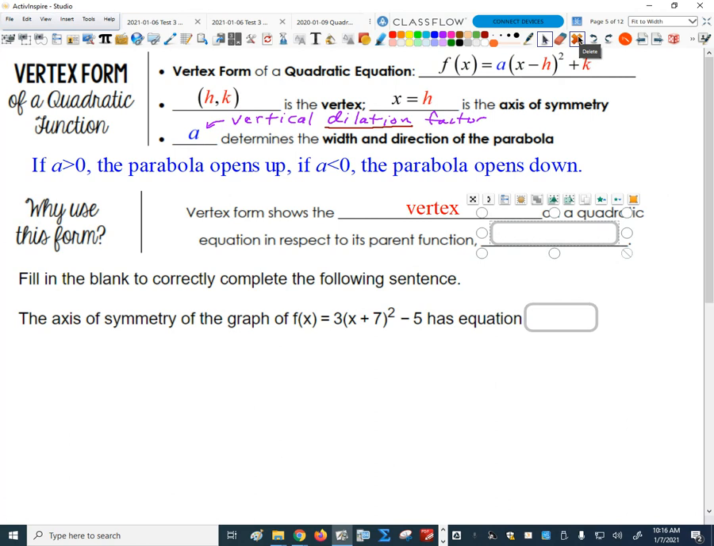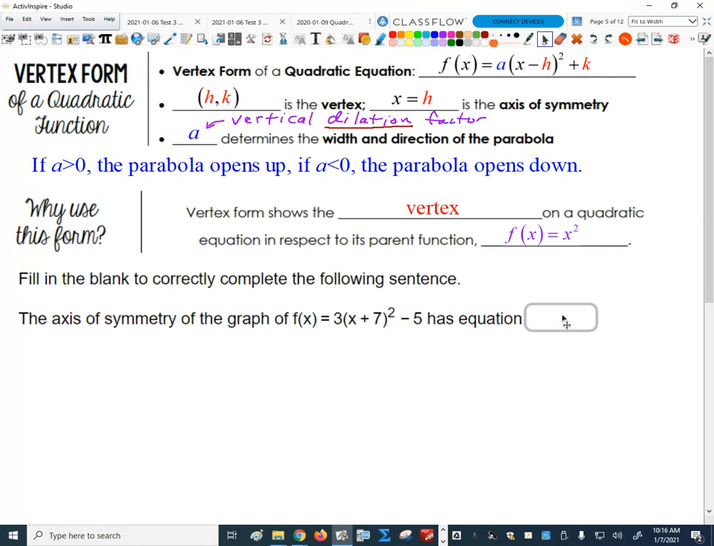Y equals x squared. There you go, right. Or f of x equals x squared, or y equals x squared. That's our parent graph. Okay, so what about this one down here then? The axis of symmetry for this one must be what? Rebecca Bertram, for the example at the bottom here, what's the axis of symmetry?